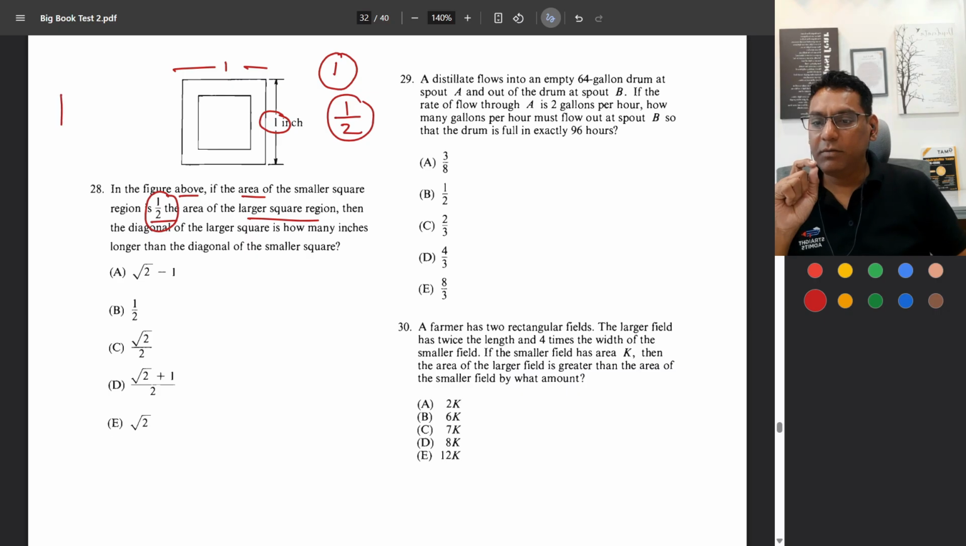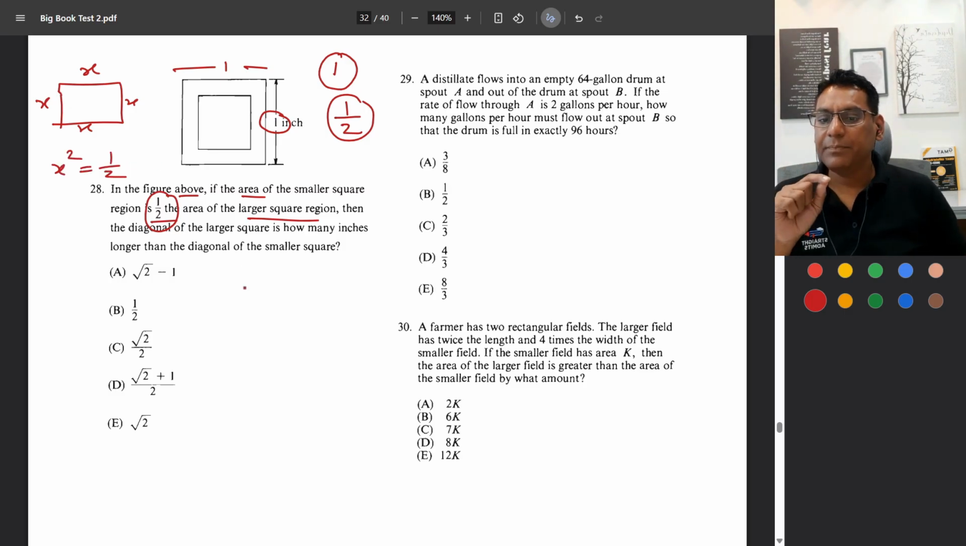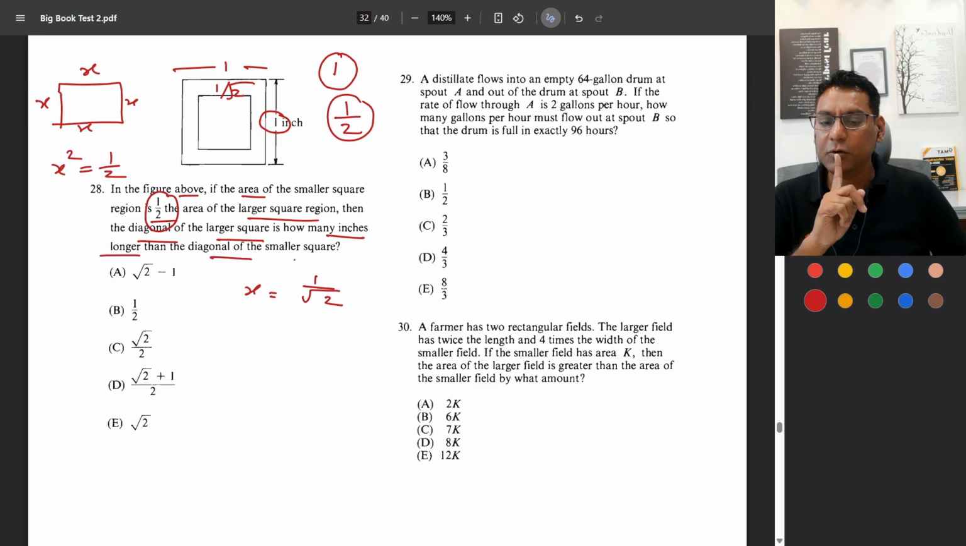Okay. So now let's look at the small square. Let's say the side is x. What is the area? X square. That is given as half unit. That means x is going to be 1 by root 2. The length is going to be 1 by root 2. Then the diagonal of the larger square is how many inches longer than the diagonal of the smaller square?